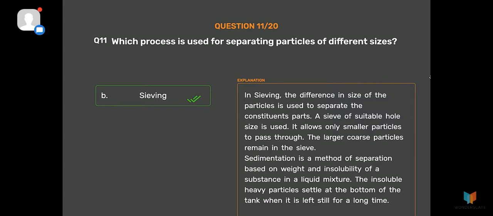Sedimentation is a method of separation based on weight and insolubility of a substance in a liquid mixture. The insoluble heavy particles settle at the bottom of the tank when it is left still for a long time.